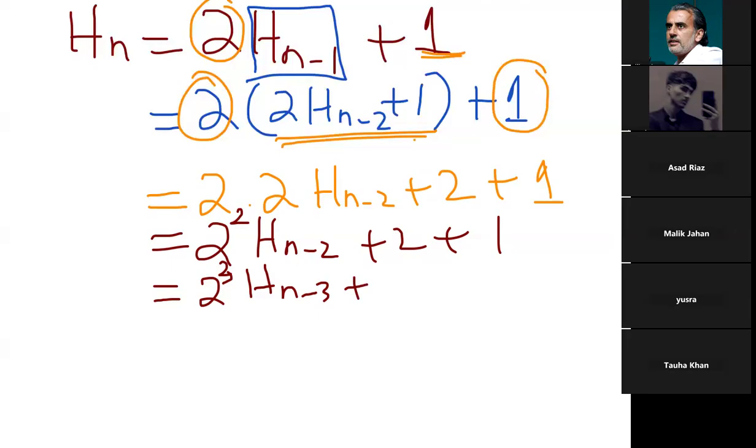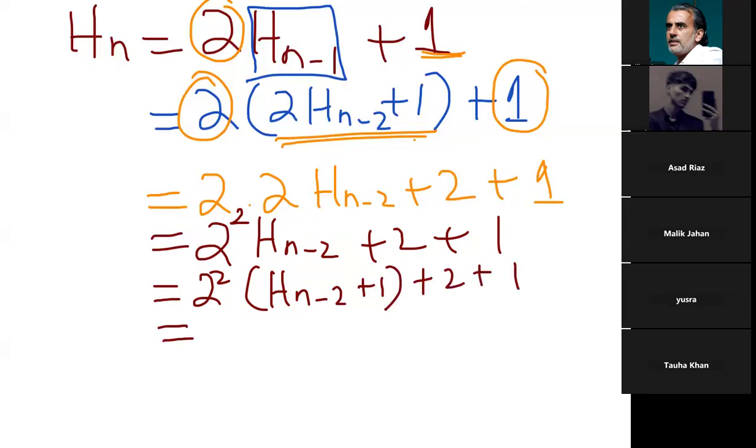what we'll be having over here inside the parenthesis, square. This will be looking like hn minus 2 plus 1 plus 2 plus 1. So if you open it up, this will be 2 square. Sorry, I missed this 2 over here. So this will become 2 cube hn minus 2 plus 2 square plus 2 plus 1.